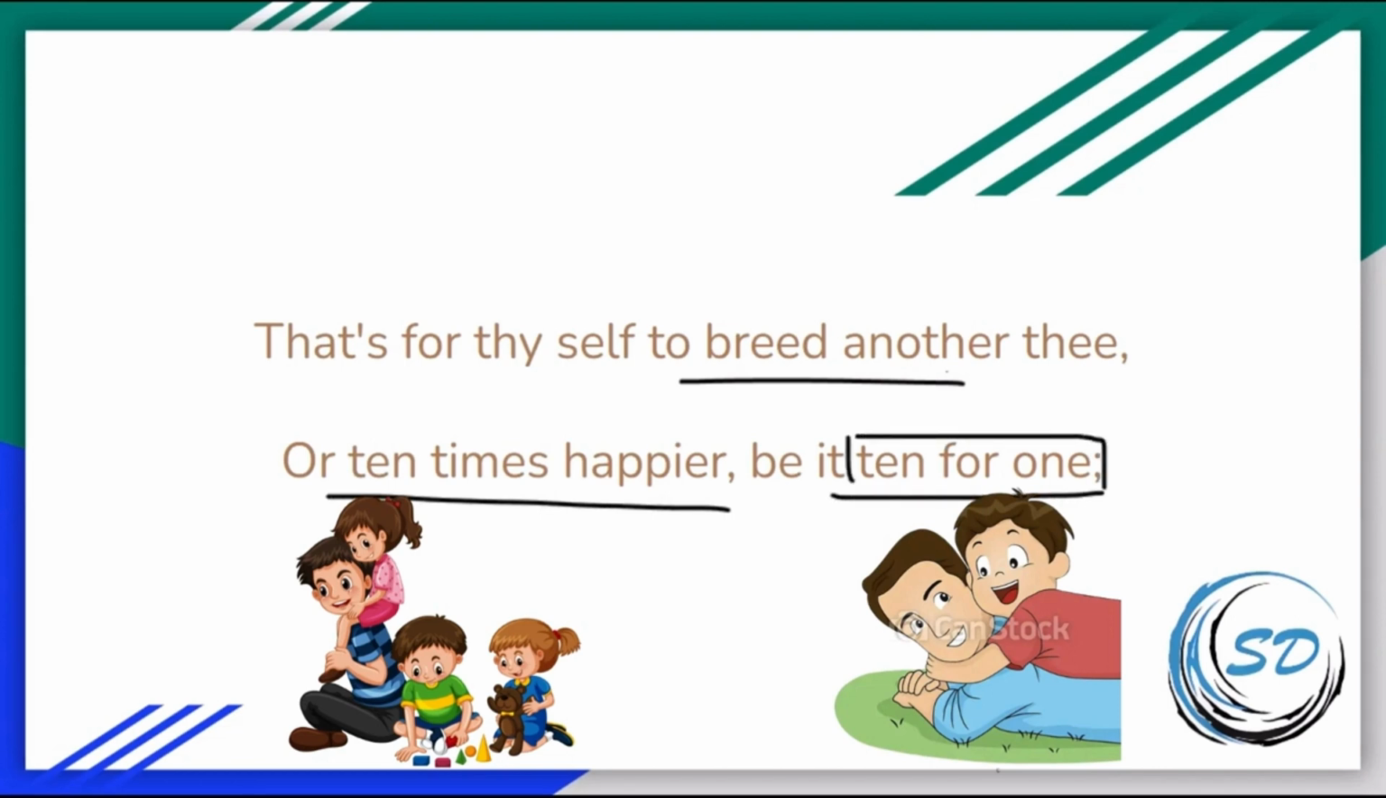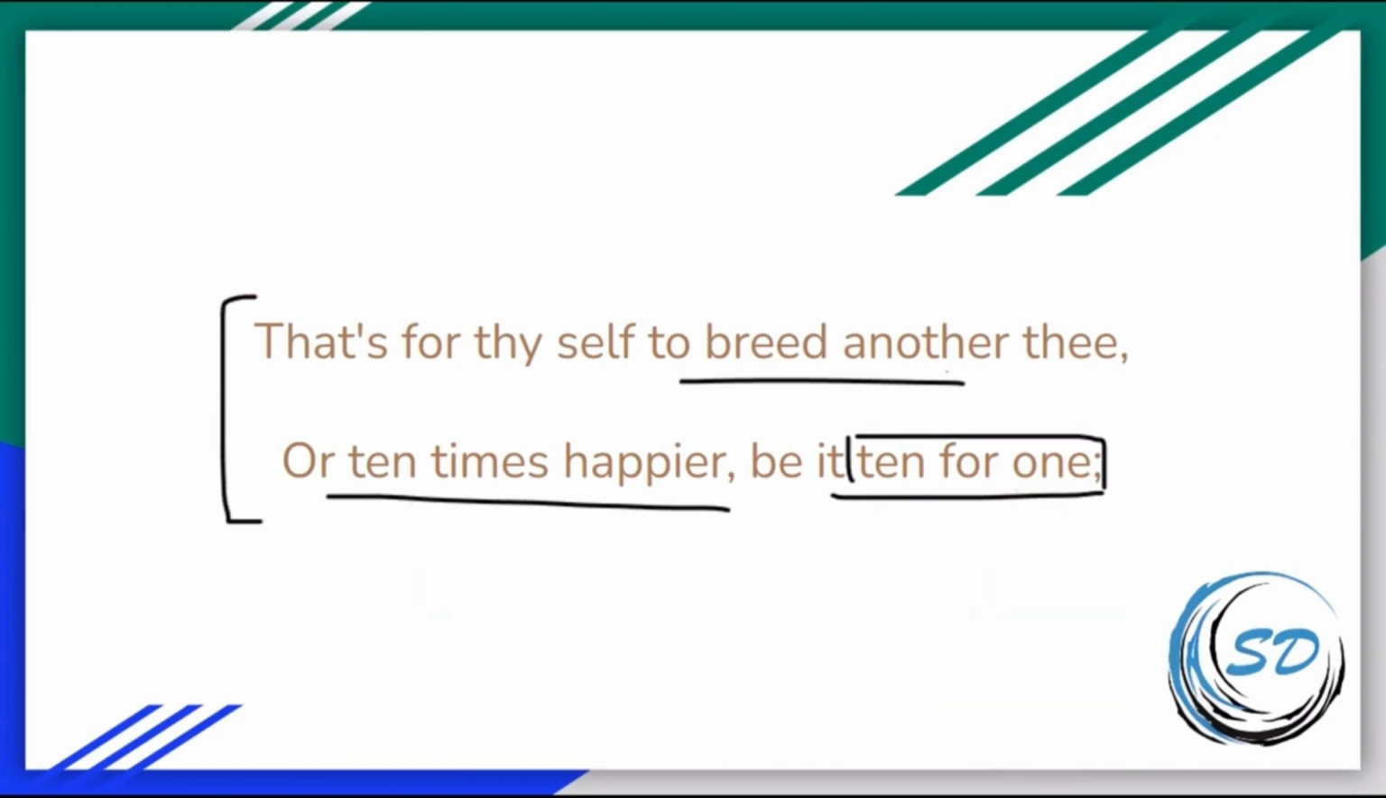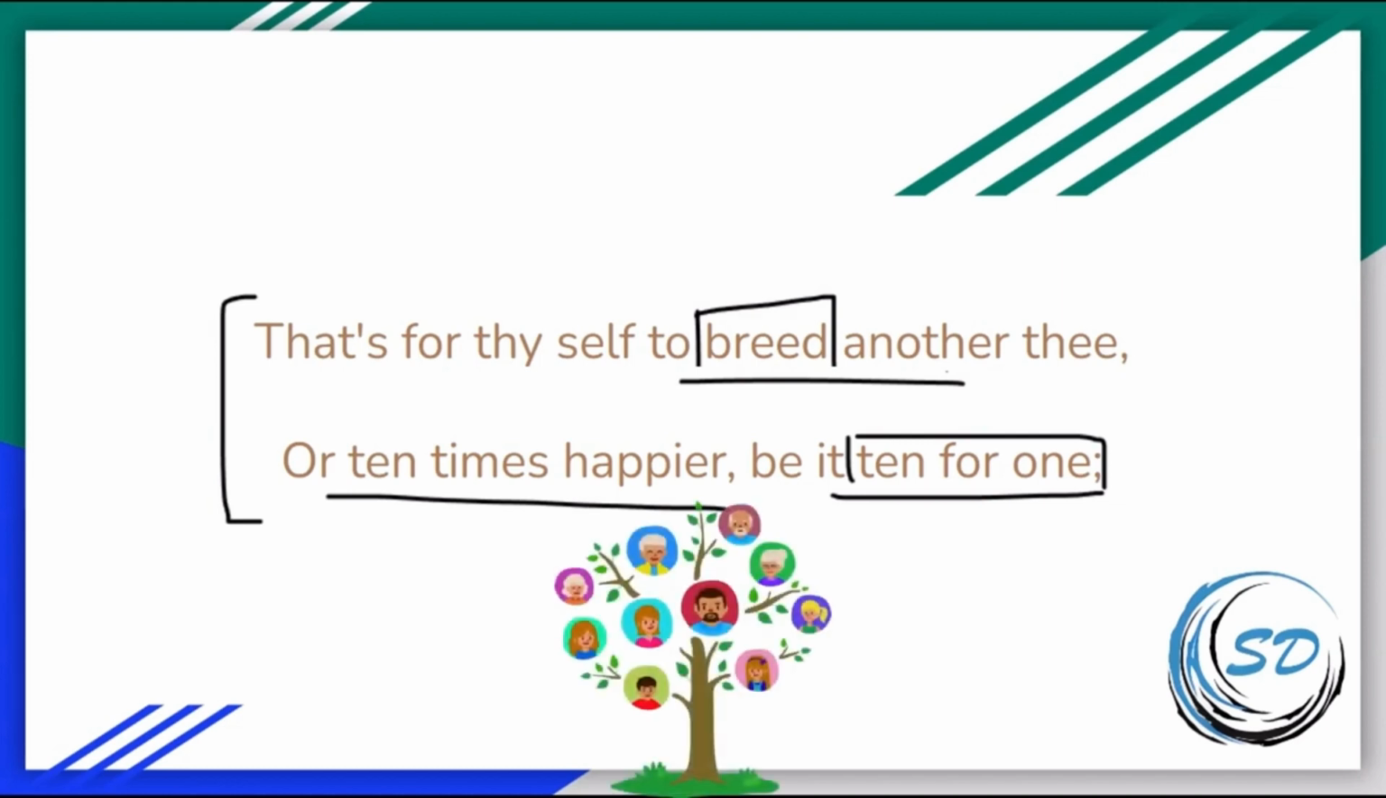Shakespeare emphasizes the transformative power of procreation. He asserts that by breeding another being who carries the subject's essence, they ensure the continuation of their own legacy. Furthermore, the act of procreation brings exponential happiness, as the new life born from the subject can be ten times happier than their predecessor.